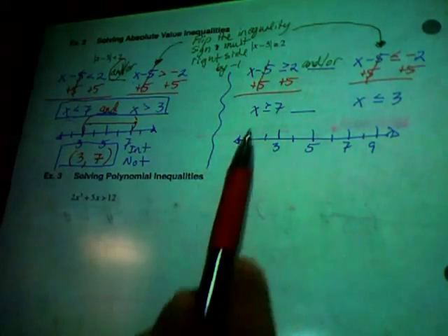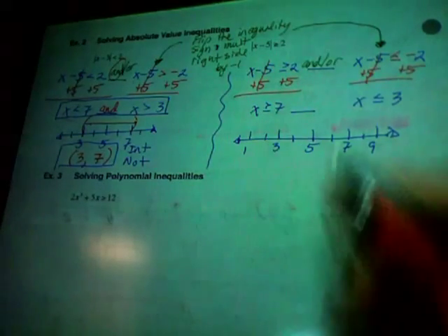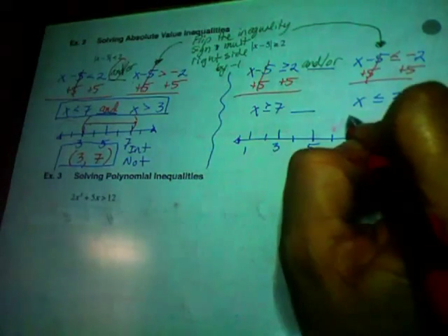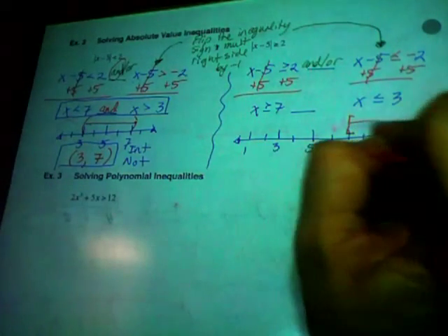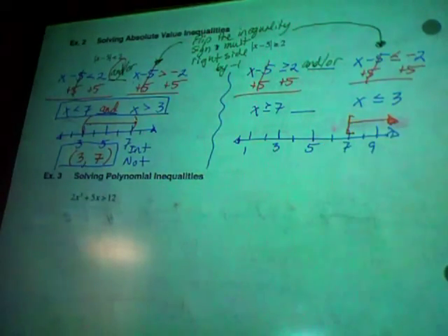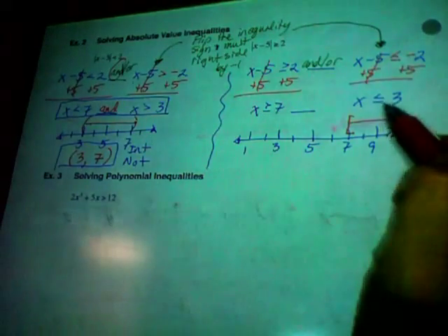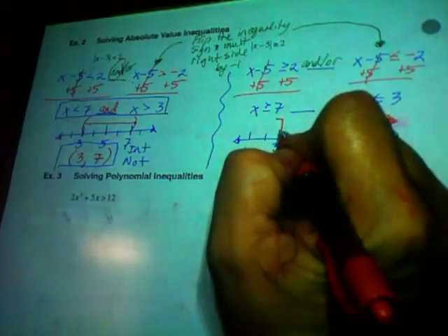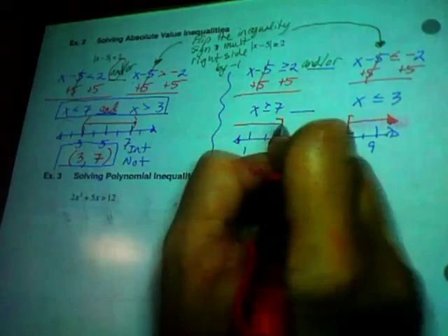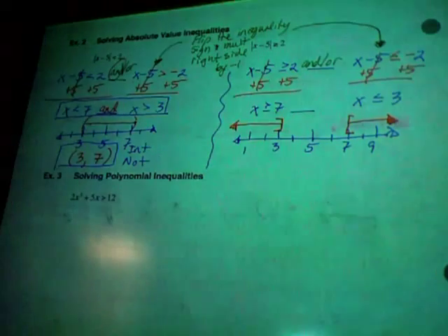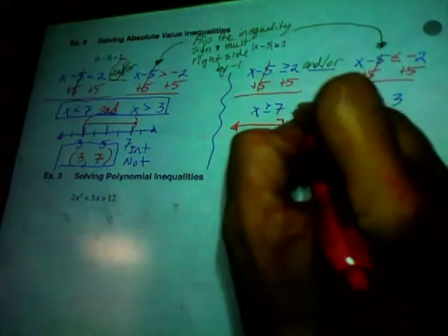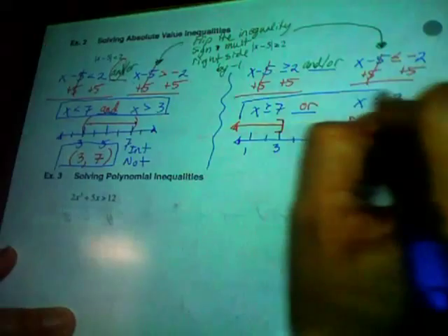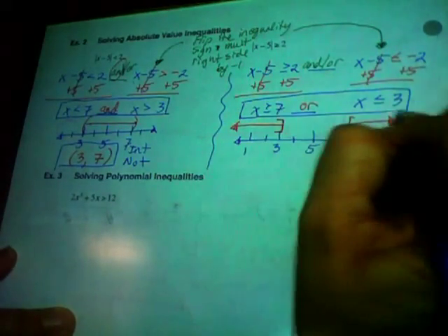So this time, if I have x is greater than or equal to 7, don't I have a bracket this time at 7? But an arrow going to the right. And for x is less than or equal to 3, I have a bracket at 3 and an arrow going to the left. Is that an and or an or statement? So that's definitely an or. It cannot be in both of those places at once. Only one or the other.